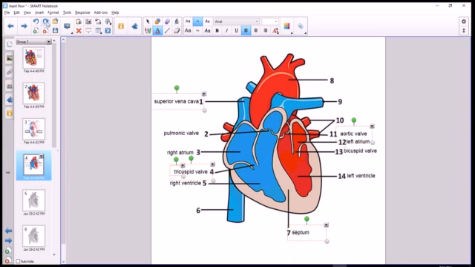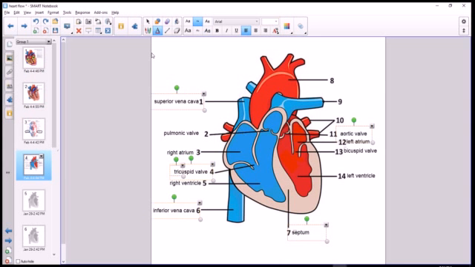And there's another large vessel that brings blood also into the right atrium, but this comes from the lower part of the body. This is number 6, and that is the inferior vena cava. So the vena cava are 2 veins that bring deoxygenated blood into the right atrium.